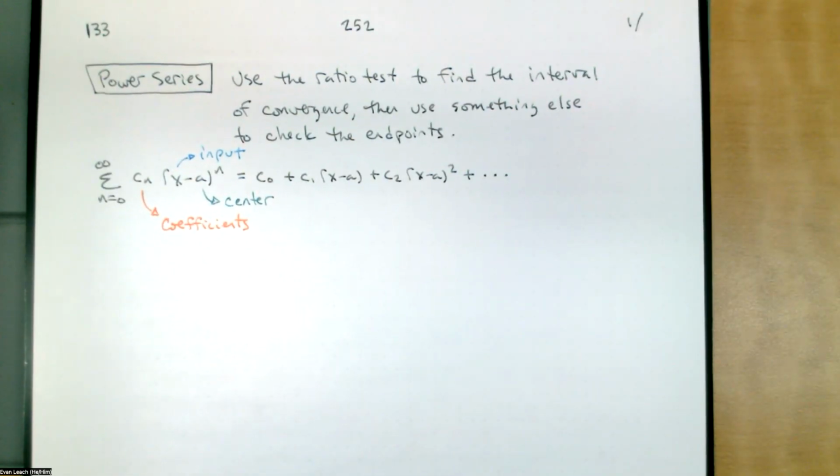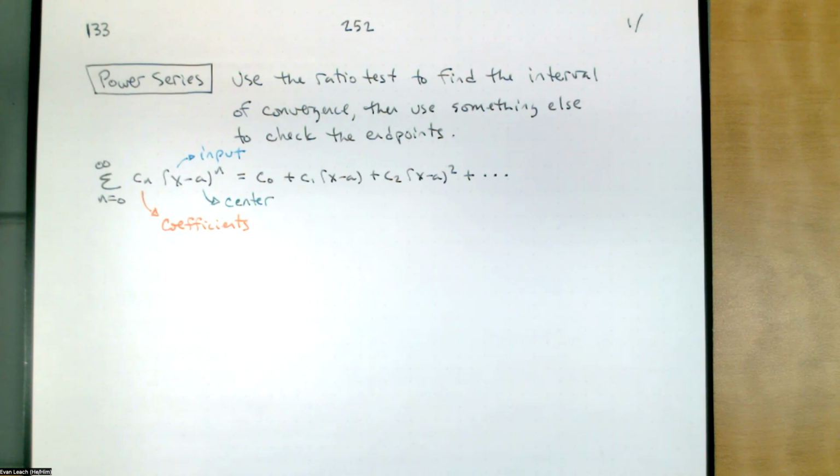Let's talk about power series. Our goal is to find the interval of convergence for a power series. We want to find out what values of input produce a convergent series. The set of all the inputs that produce a convergent series is called the interval of convergence.